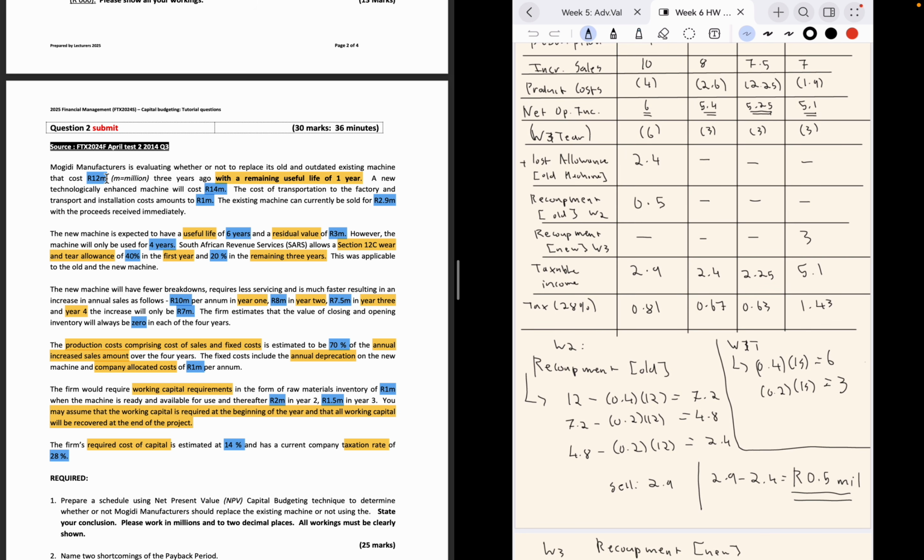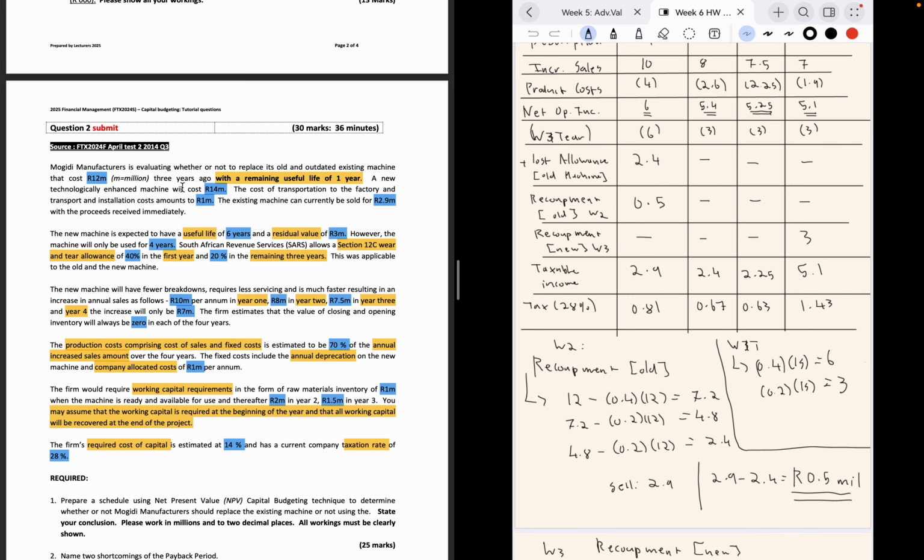And I think they tell you that, so we sell it for 2.9 million. But what we've done here is we've shown that the wear and tear allowance means that it currently has a residual value of 2.4 million, or that is the taxable value of the old machine. So the taxable value of the old machine is 2.4, and we sell it for 2.9. So we can subtract the 2.4 from when we sell it, but we still owe SARS the 0.5. That's our recoupment. Okay, I hope that makes sense.